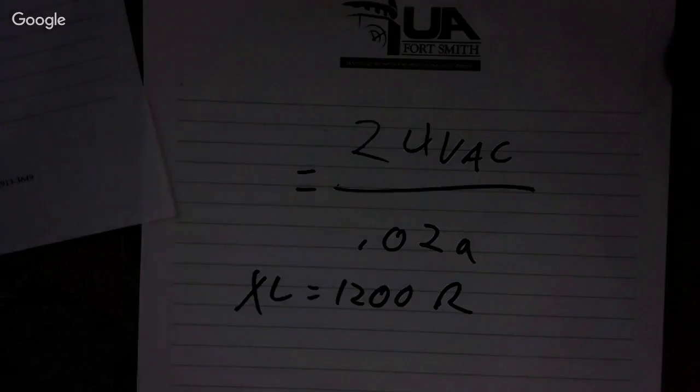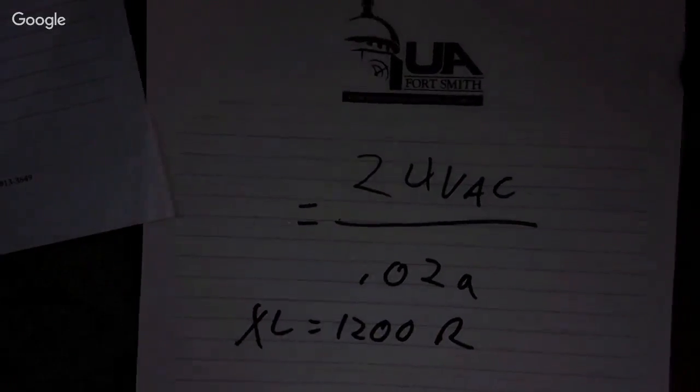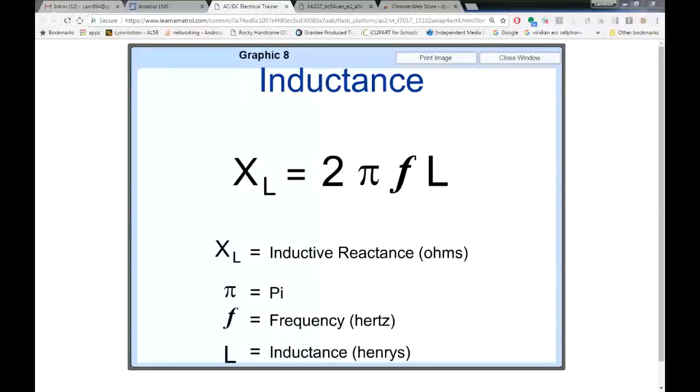And so now that we have our 1200 ohms, we can calculate the inductance. Here's the formula for inductance. We'll close this out. And I've put these in your formula sheet.